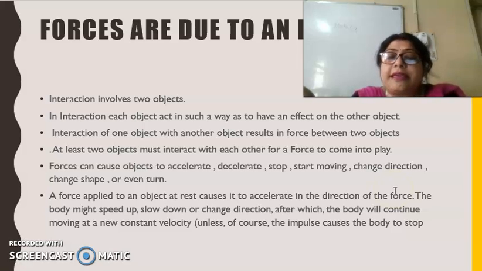When you are applying a force, if a body is at rest, you will allow it to move, and then it will move in the direction of the force. The body might speed up, might slow down, or it might change its direction, after which the body will continue to move at a constant velocity, unless of course the impulse causes the body to stop.